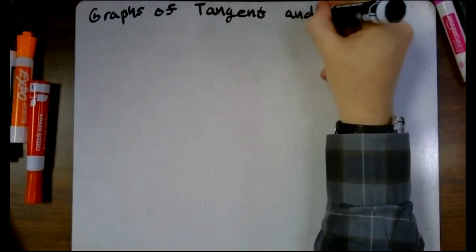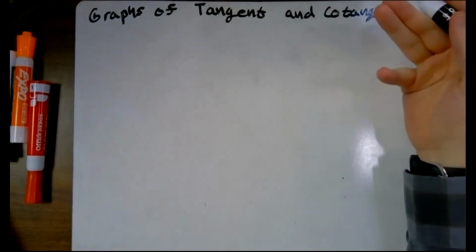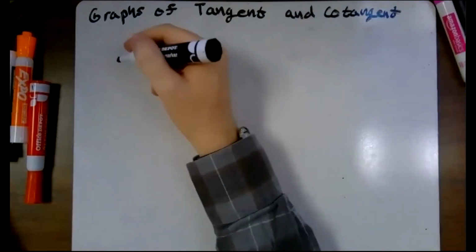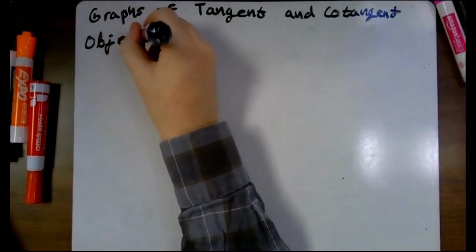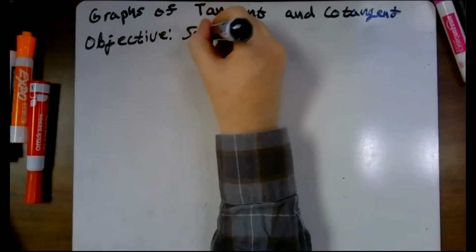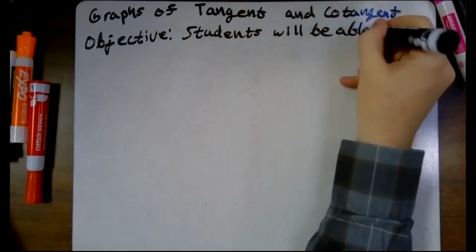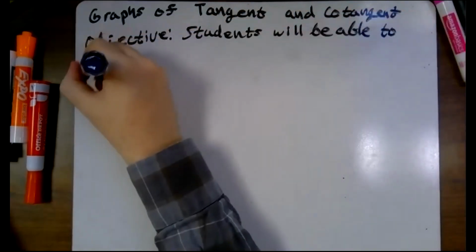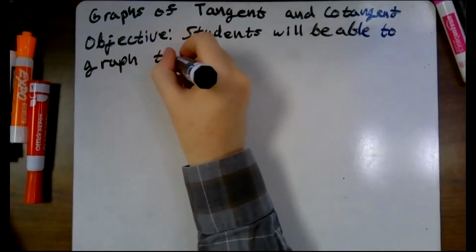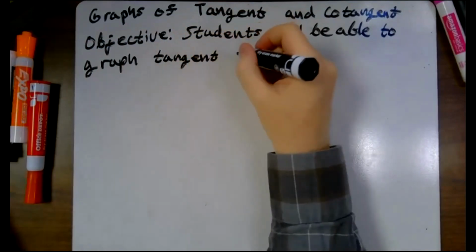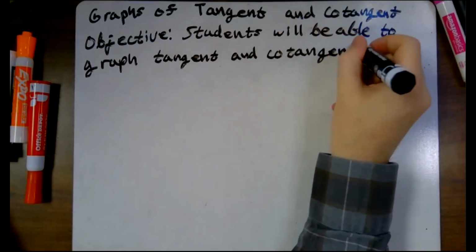So today we're going to learn about the graphs of tangent and cotangent. I'm hoping that we'll also be able to get to secant and cosecant, but we'll have to see if that happens. It really depends on them. I'll try to get through as much as I can. Our objective today is that students will be able to graph tangent and cotangent.